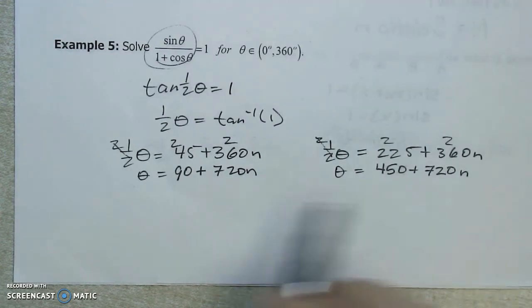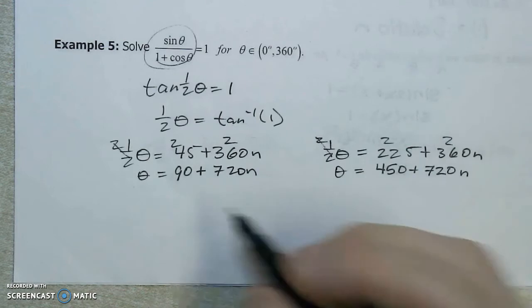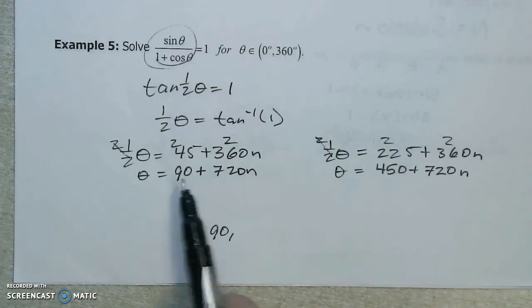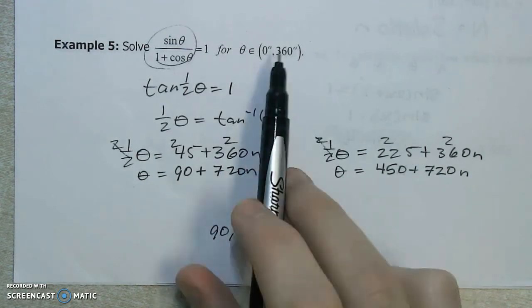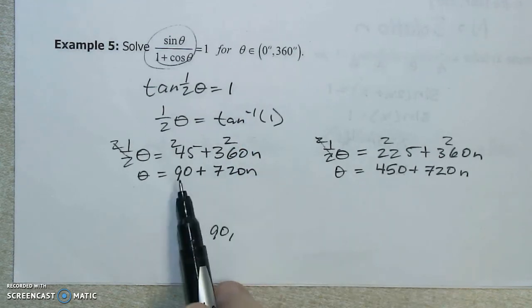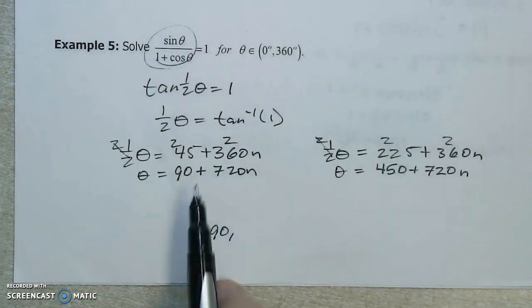And then we want to look for our answers that are between 0 and 360. So right away I see 90 is an answer, because 90 is between 0 and 360. If I were to subtract 720 from this, it would be too small. So I can't get an answer there. If I add 720 to 90, it'll be too big. So 90 is my only answer from that equation.